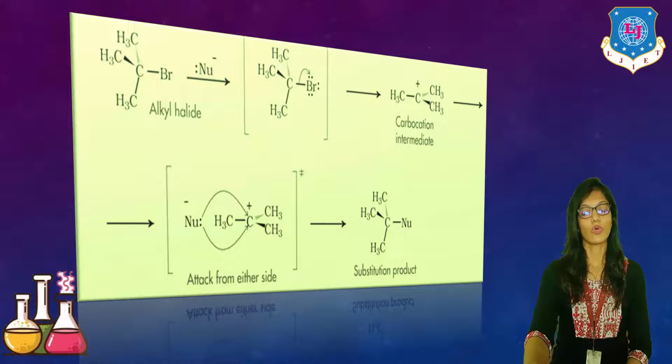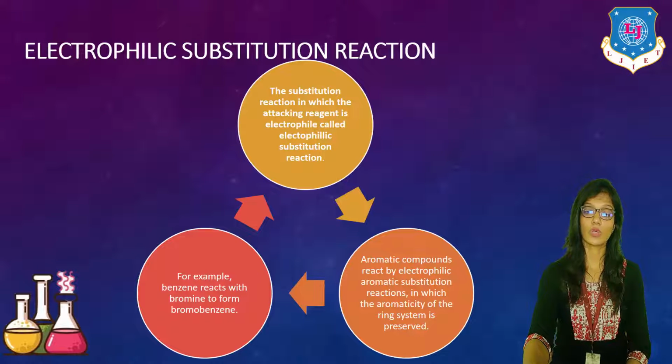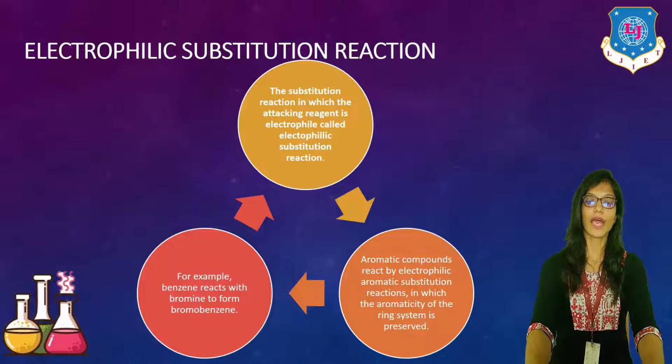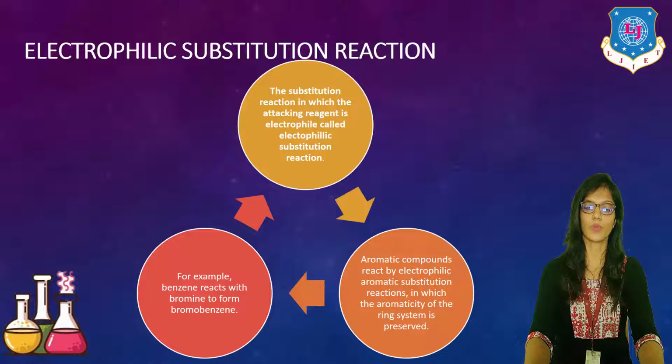Now let's take a look at electrophilic substitution reaction. The substitution reaction in which the attacking reagent is an electrophile is called electrophilic substitution reaction. Here the aromatic compounds react by electrophilic aromatic substitution reactions, in which the aromaticity of the ring system is preserved. For example, benzene reacts with bromine to form bromobenzene.